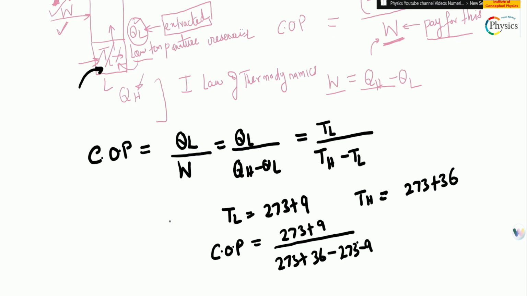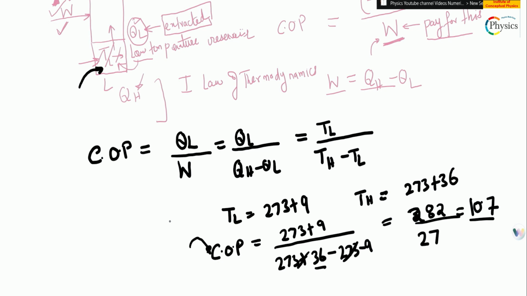The coefficient of performance, let's calculate it, is equal to 273 plus 9 divided by 273 plus 36 minus 273 minus 9. So this is going to be 282 divided by 36 minus 9, right? 27. So approximately 10.7. This is your answer of coefficient of performance.